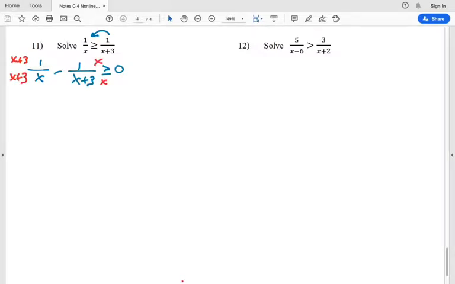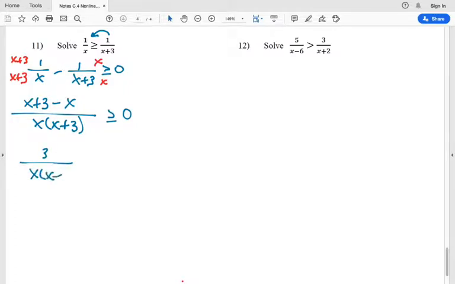So when you do that, you end up with x plus 3 minus x all over x times x plus 3, and that's greater than or equal to 0. All right, simplifying the top, you get 3 over x times x plus 3. When you look for your critical numbers, your top 3 will never equal 0, so you don't have an x-intercept at this time.